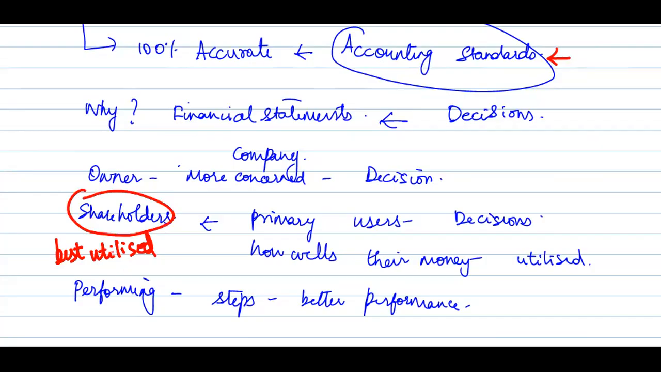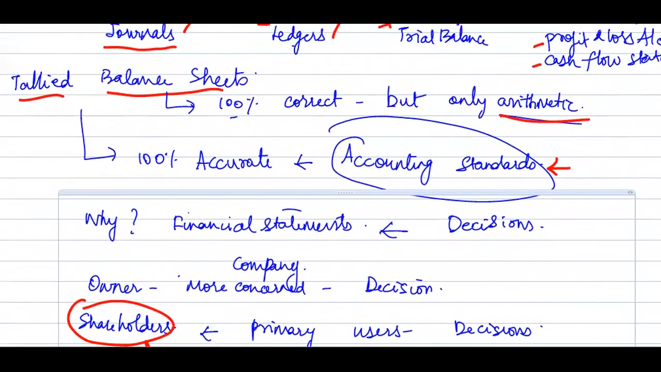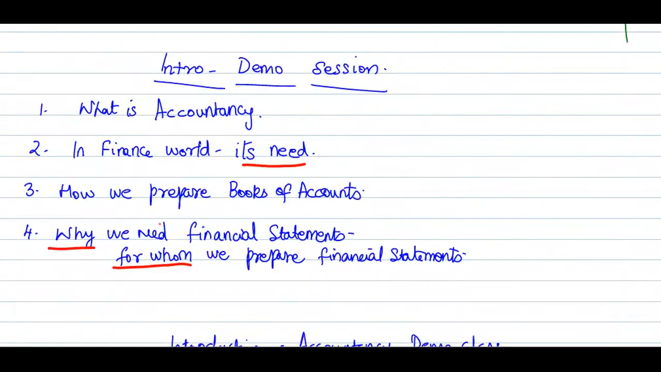Of course, there are other users for whom we also prepare the financial statements, like the creditors, debtors, customers, the government, and other regulatory authorities as well. So now we have understood why we are preparing the financial statements. I hope I have been able to explain what is accounting, what is the role of accounting in the finance world, how we prepare the financial statements in a very brief manner, why we prepare the financial statements, and for whom the financial statements are being prepared.